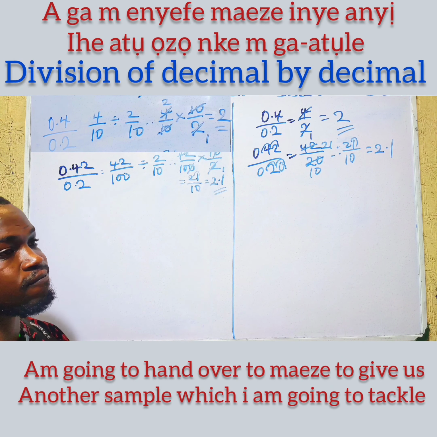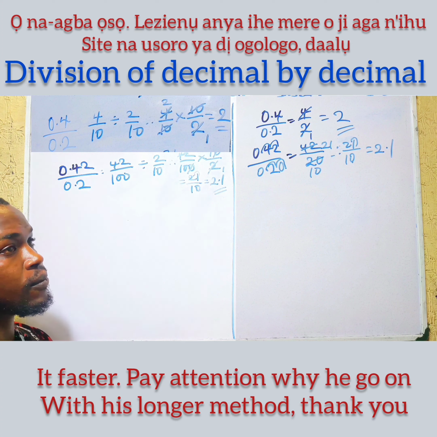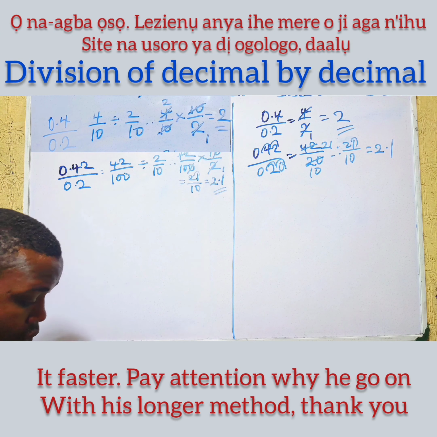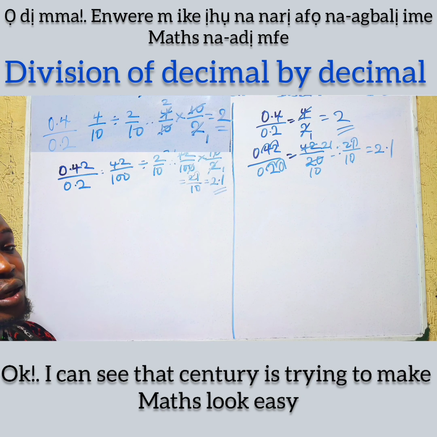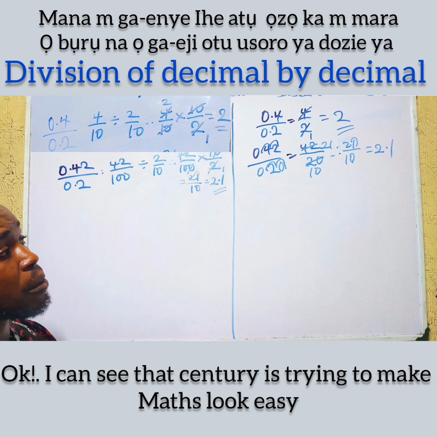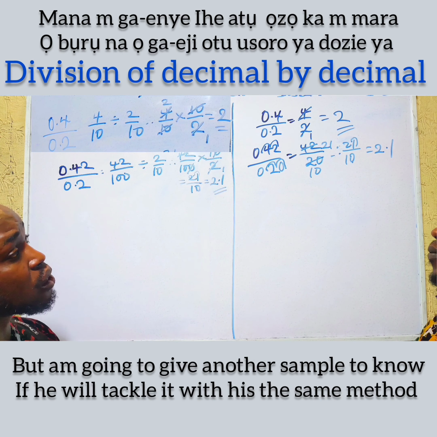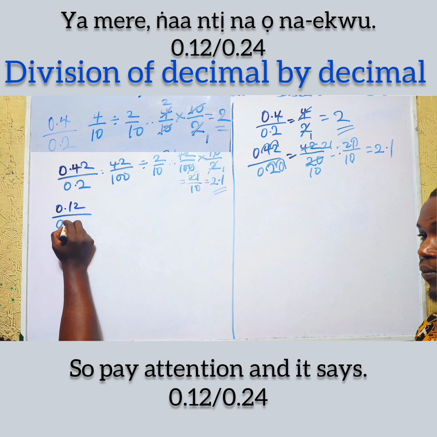I'm going to hand over to Meze to give us another sample, which I'm going to tackle faster. So pay attention while he goes on with his longer method. Thank you. Okay. I can see that Century is trying to make maths look easy. Well, I'm going to give another sample to know if he's going to tackle it with the same method of his. So pay attention, and he says 0.12 divided by 0.24.